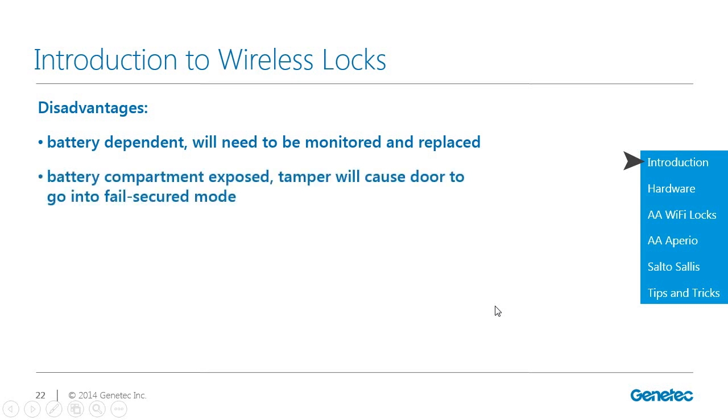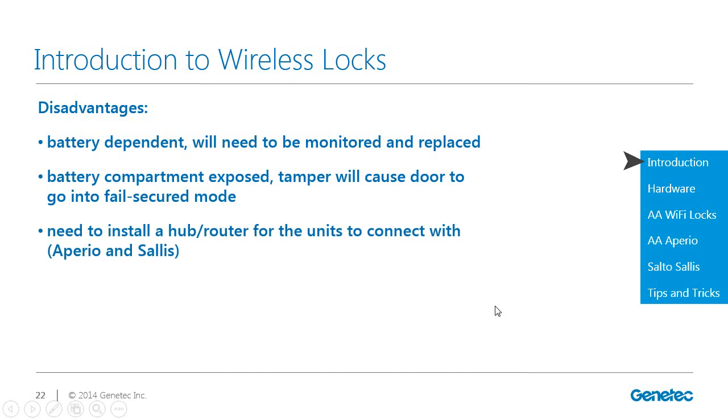Now, another slight issue with this is that one side of the door will have the battery compartment, which could be tampered with, causing the lock to go into fail secure mode and stay locked. Fortunately, most of the units come with a key option, so it can be opened manually if needed.